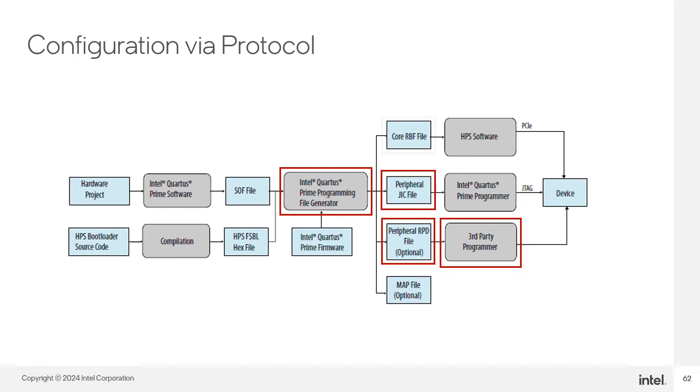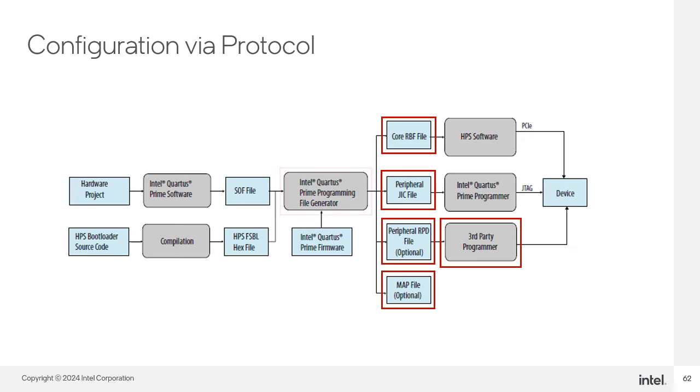Core RBF file, which contains the FPGA configuration data to be used by PCIe host software later to configure the FPGA fabric. The HPS FSBL is included in the core RBF file. An optional map file describes the actual flash usage in human-readable text format.